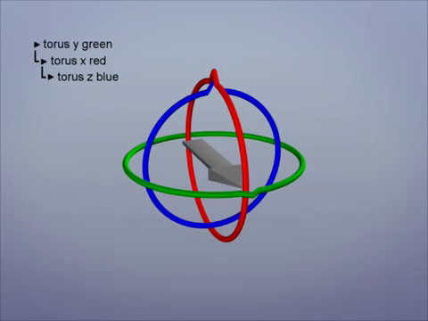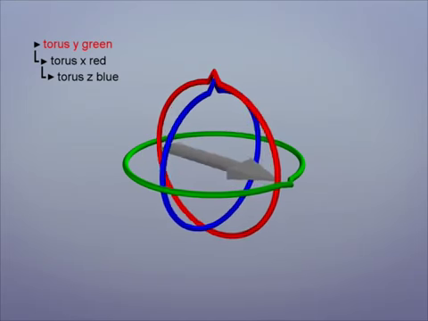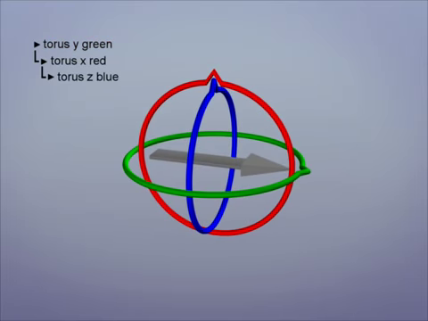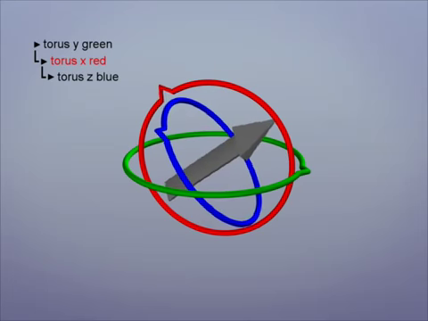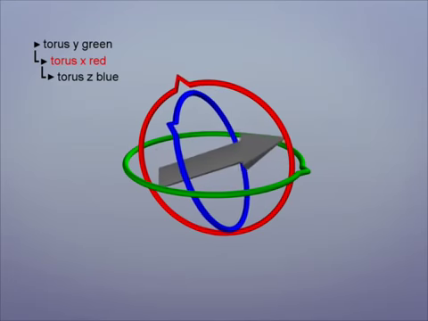The Y, or green torus, is at the top of our hierarchy. So in this parent structure, everything rotates with it. Z, on the other hand, affects the arrow, because it's at the bottom of the hierarchy, or the last axis in the rotation order. X is second in the rotation order, so it'll affect Z below. And see how Y stays still, because it's at the top of the hierarchy.